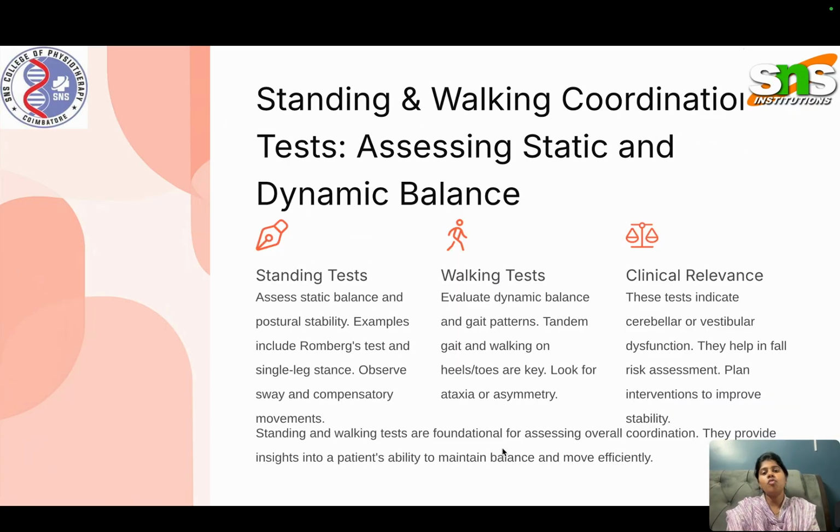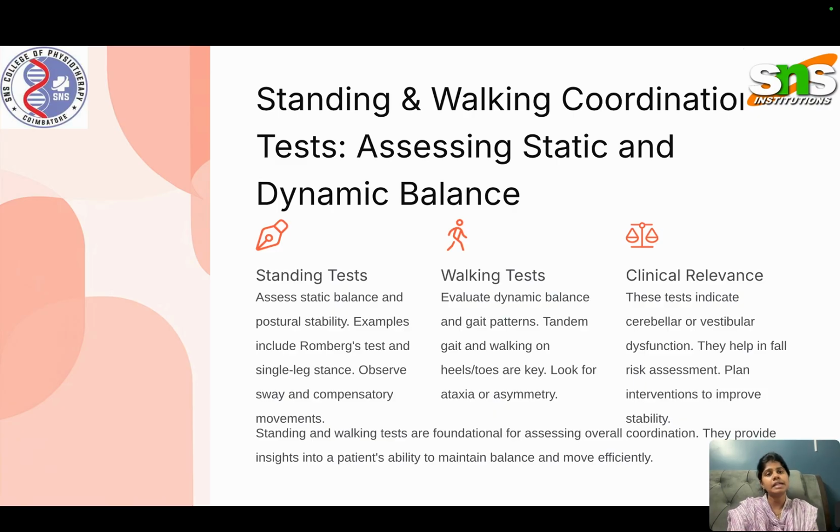So, standing and walking coordination tests. There are multiple tests. Standing tests like Romberg and single leg stance assess static balance. In Romberg's test, the patient will be standing in place, and we'll make the patient close their eyes and stand with their feet together. If the patient is able to stand as they are, then the patient is fine. If not, it is considered a coordination imbalance or a coordination issue. This is done for static balance.